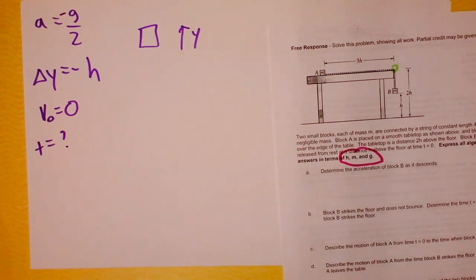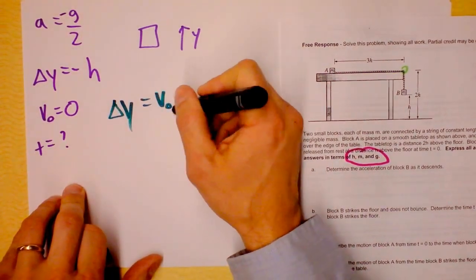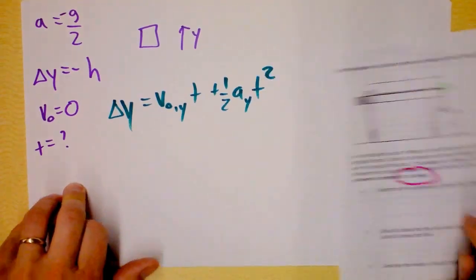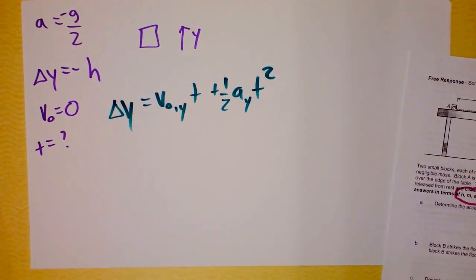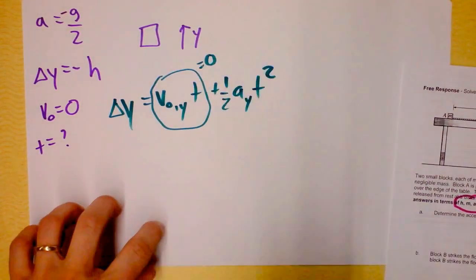The classic says delta y equals the initial velocity in the y direction times time, plus 1/2 the acceleration in the y direction times time squared. So we're supposed to circle some part and say that it's 0: the initial velocity. You know what? It's already dead.